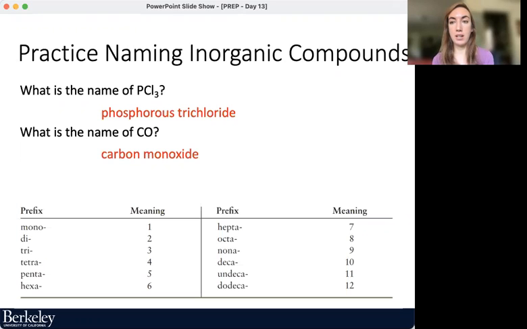Okay, so I feel like this is a lot really fast. We're going to move into hydrocarbons or organic compounds on the next slide. So I'm going to pause. Are there any questions on what we've done so far?